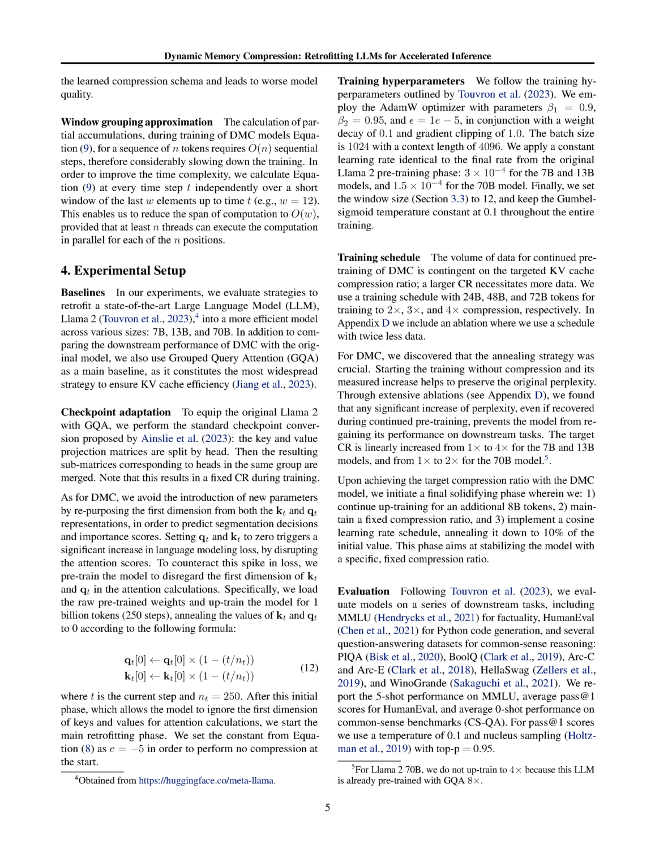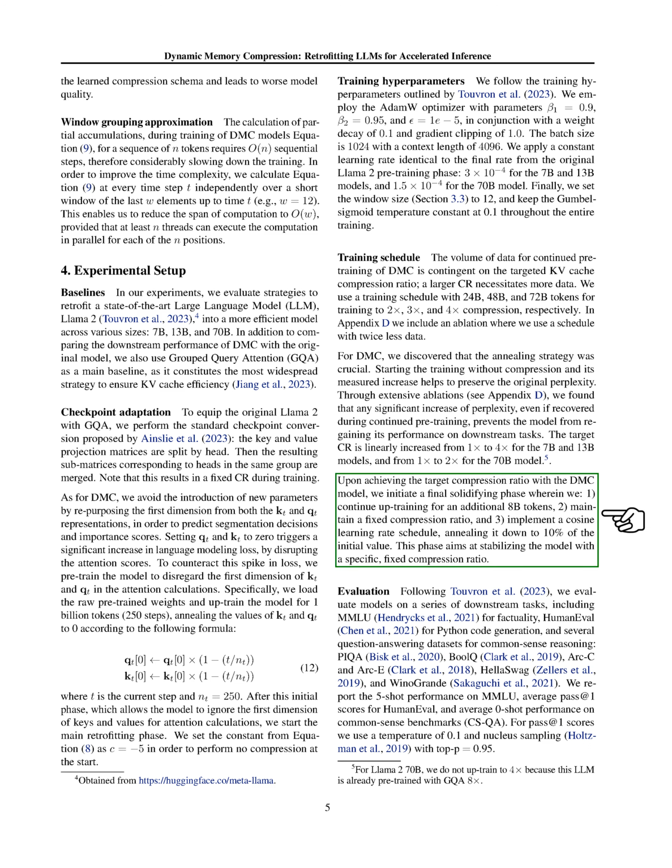Section Summary. In this section, we introduce a window grouping approximation to speed up training for DMC models by calculating partial accumulations over short windows of the last W elements, reducing computation complexity to O(W). We evaluate retrofitting strategies for a large language model, LLM, into a more efficient model, comparing performance with grouped query attention, GQA, as a baseline. Additionally, we adapt the original Llama 2 model with GQA by splitting key and value projection matrices by head and merging submatrices, while repurposing dimensions in DMC to predict segmentation decisions and importance scores without introducing new parameters.